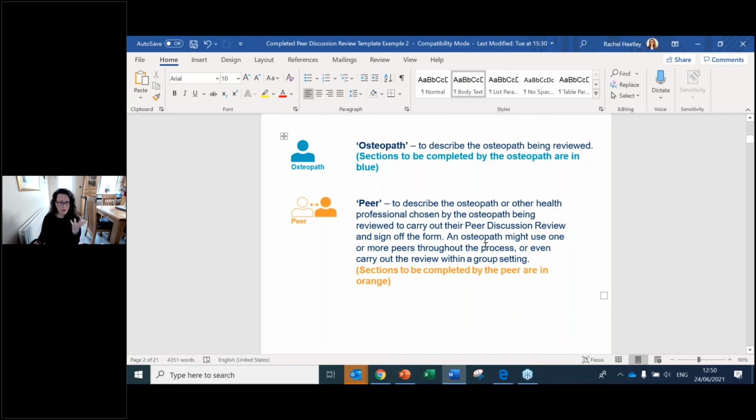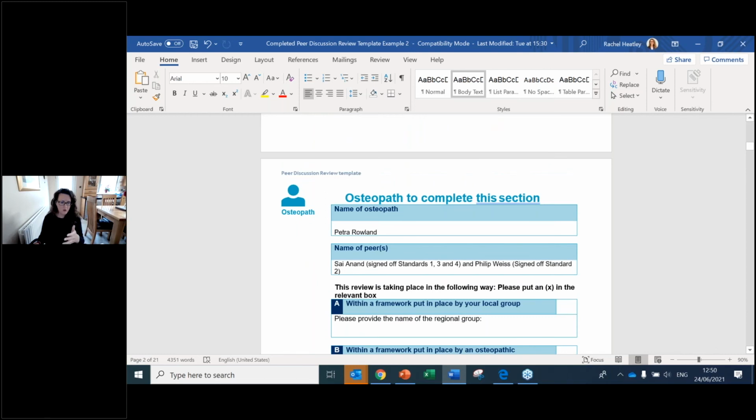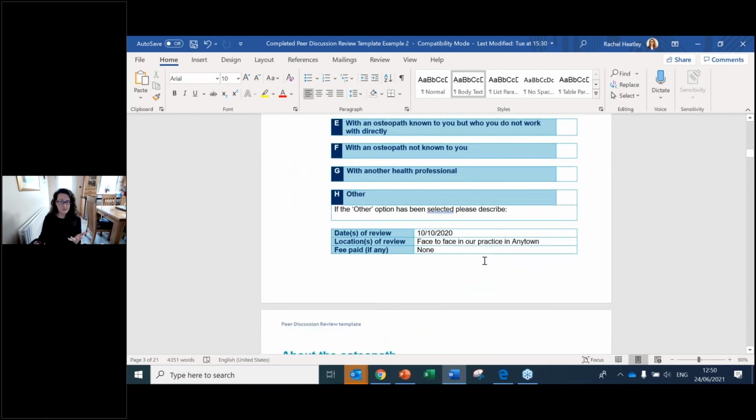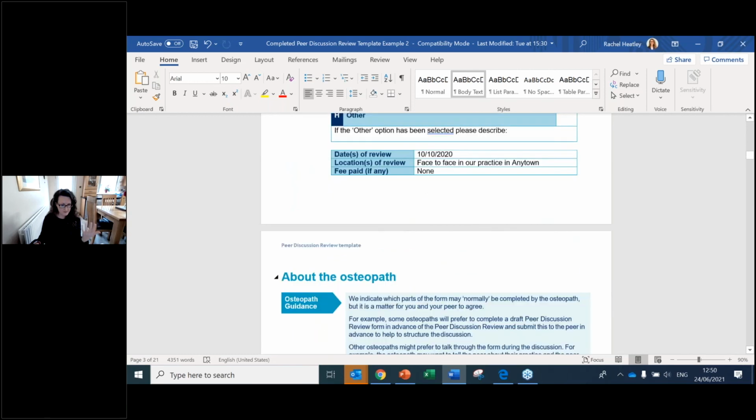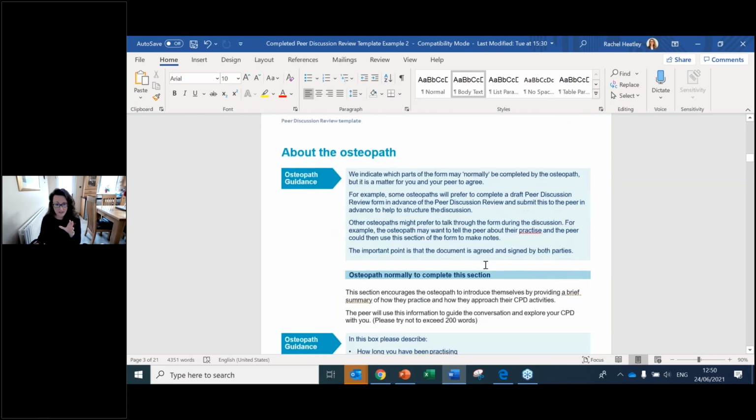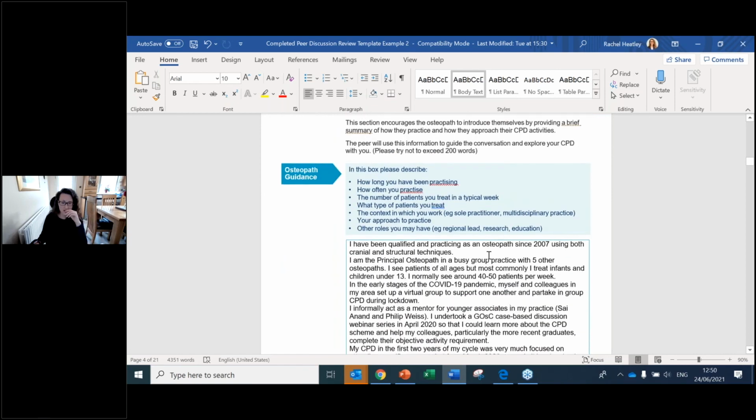So the blue is for the osteopath, the orange sections are for the peer. These are a group of osteopaths, the 3 who did the peer discussion review together. They did it face-to-face because they work in the same practice. Now, I am aware that I'm flying through this, but I'm doing that because I want you to get the most out of it, and you can read it in your own time.